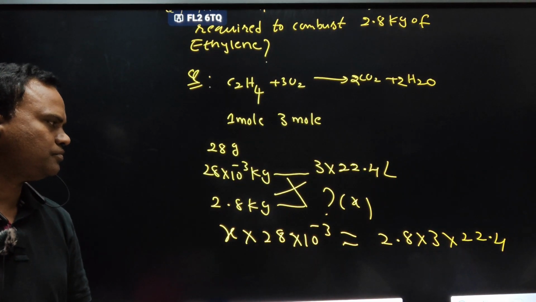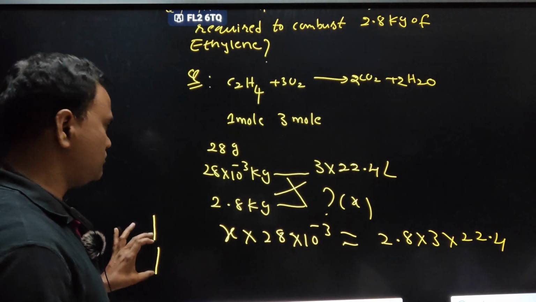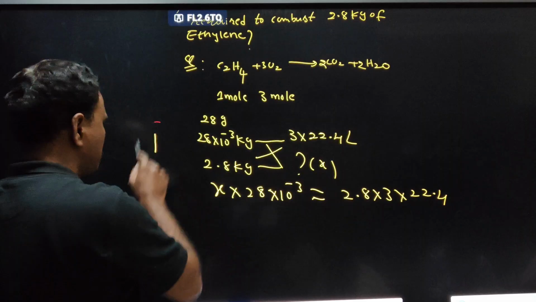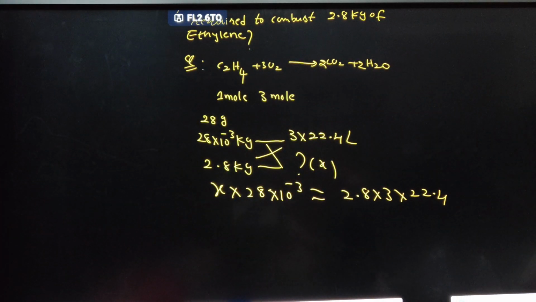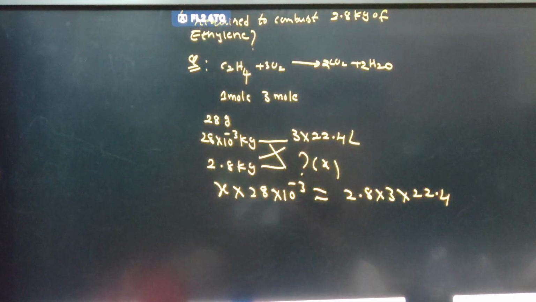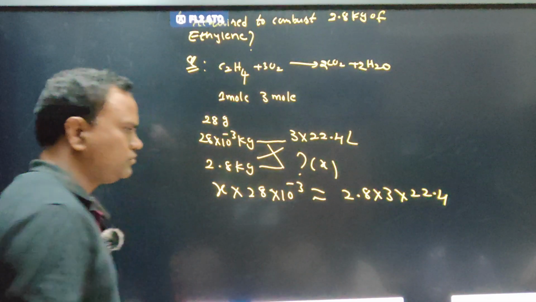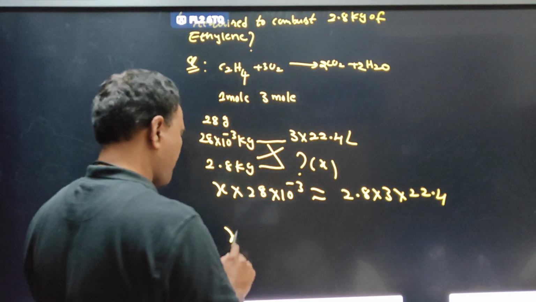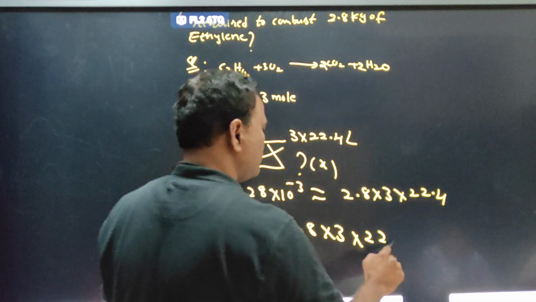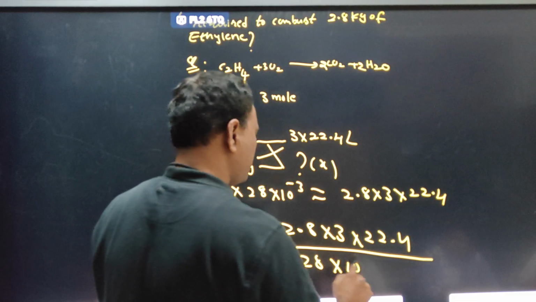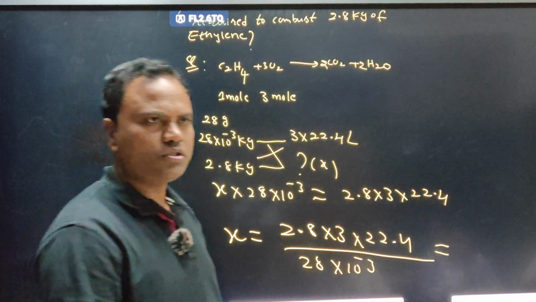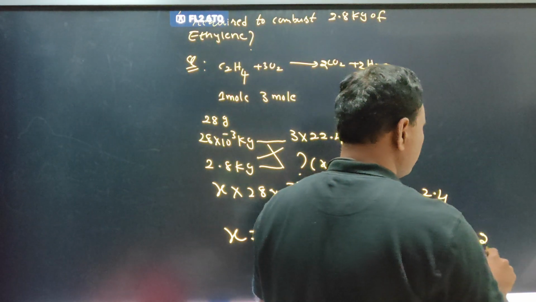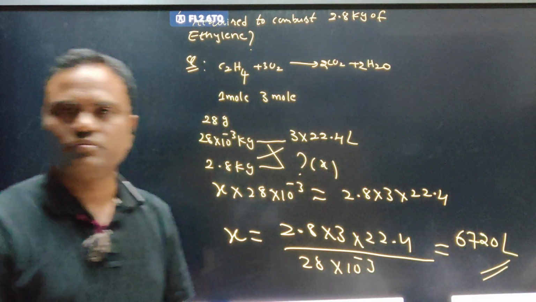Simplification. What is the x value? 2.8 into 3 into 22.4 divided by 28 into 10 power minus 3. Say the final answer: 6720 liters.